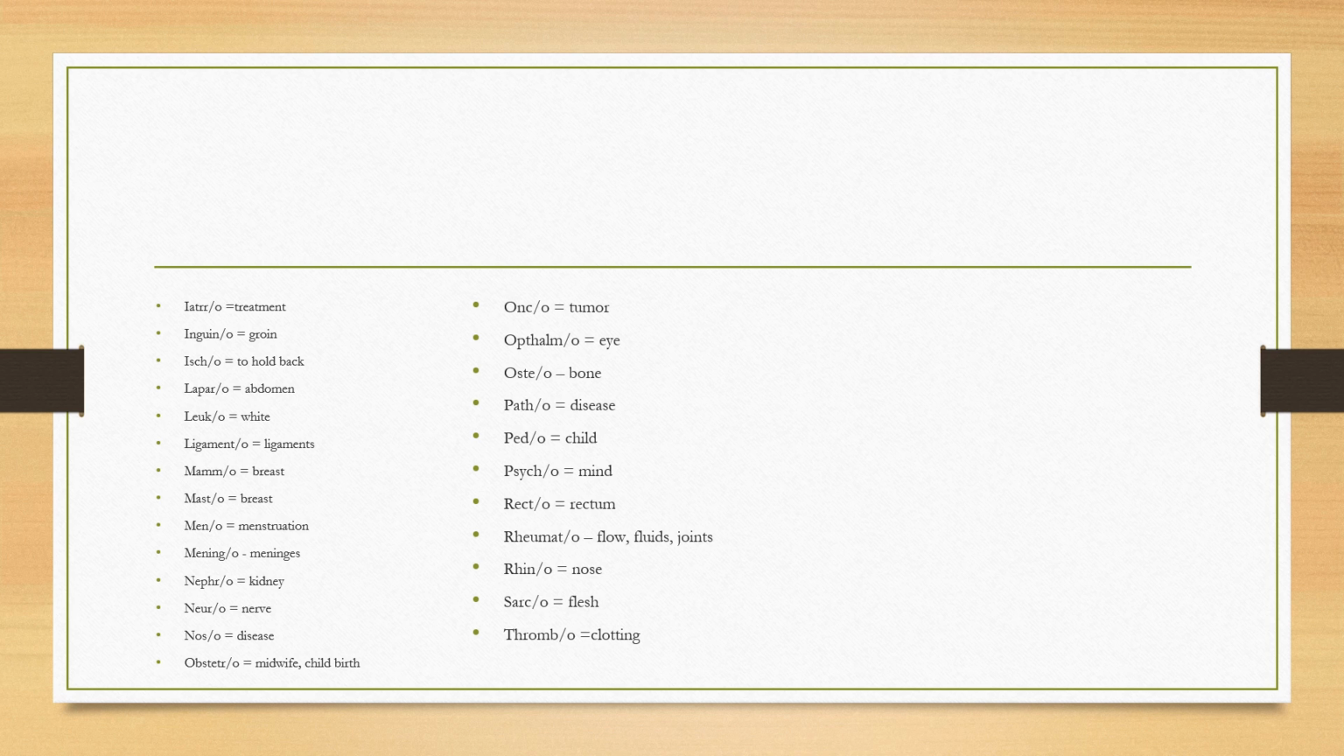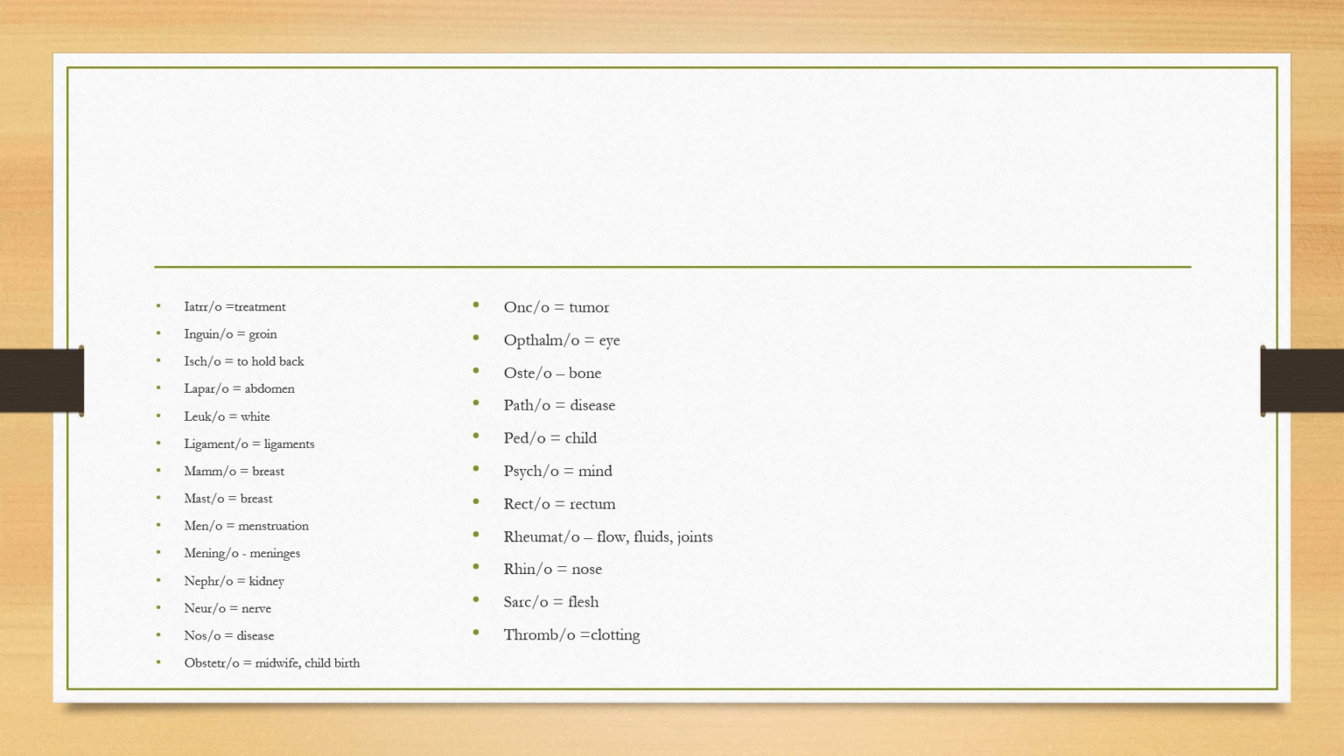Iatro, this talks about treatment. So iatrogenic means that you're going to try to find a treatment. Inguino refers to your groin. Isco means to hold back. Laparo refers to your abdomen. If anyone's ever had like hernia repair or anything, you'll have what's called a laparoscopic surgery. So they make incisions into your abdomen, put air into it, and then they use a tiny instrument to go in and cut whatever they need to out or repair it.